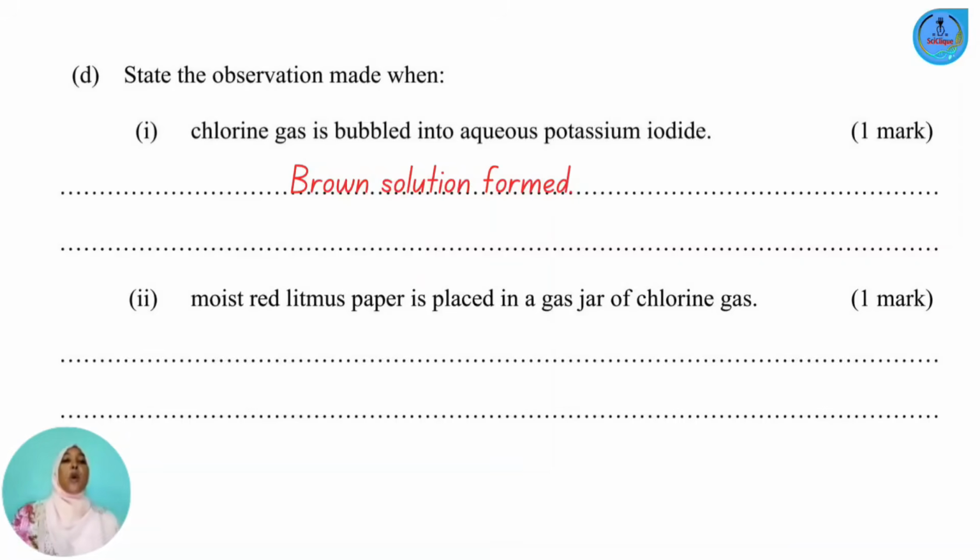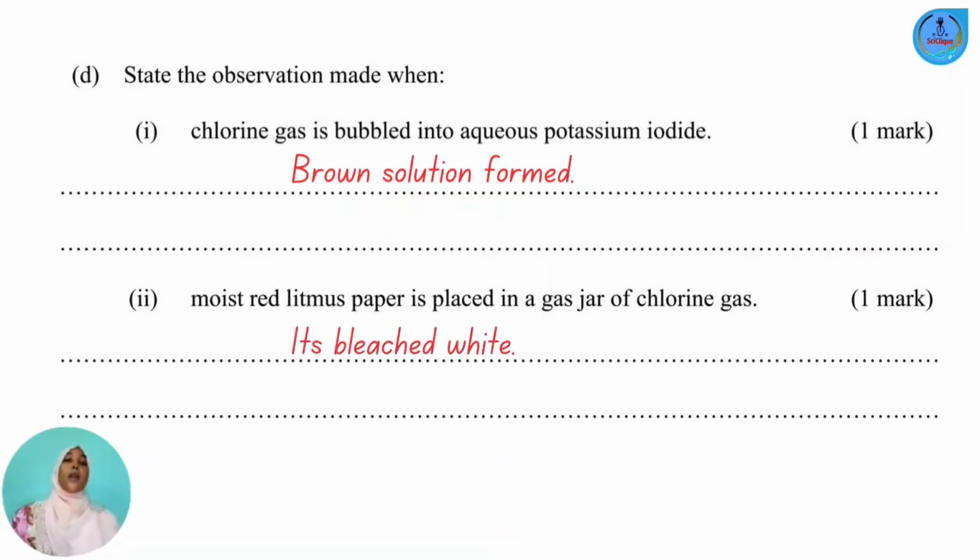Roman number 2, moist red litmus paper is placed in a gas jar of chlorine gas. The observation is that the moist red litmus paper is bleached white. It will turn white. This occurs because chlorine reacts with the moisture on the litmus paper. It dissolves in the moisture to form a mixture of 2 acids, hydrochloric acid and chloric 1 acid.